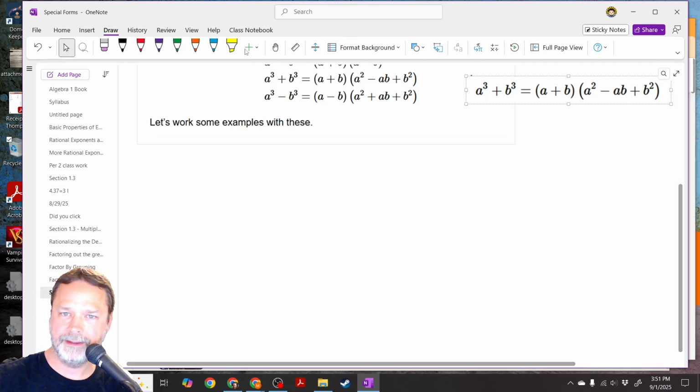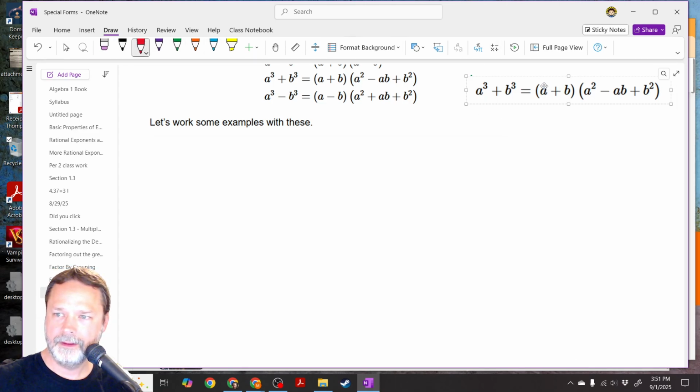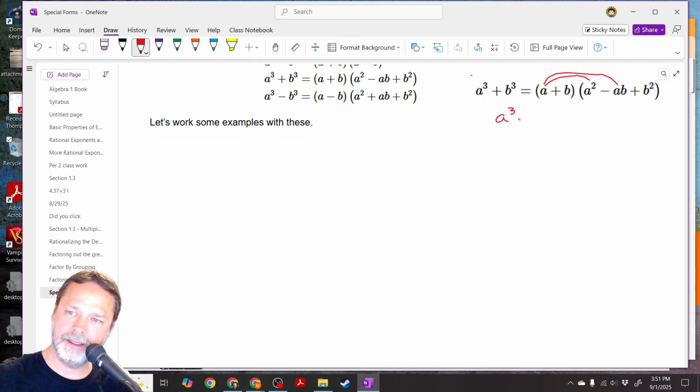So if I multiplied this out, a times a squared is a cubed. A times negative ab is negative a squared b. A times b squared is ab squared. And then we keep going. We'll multiply b times everything. So a squared b. So we've got plus a squared b. Then we've got a minus ab squared.